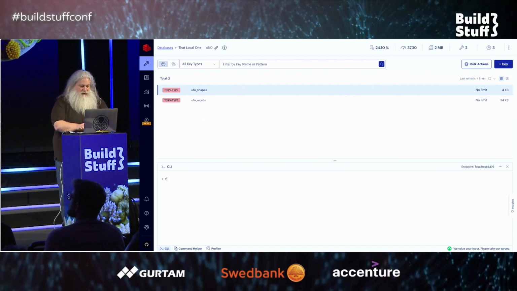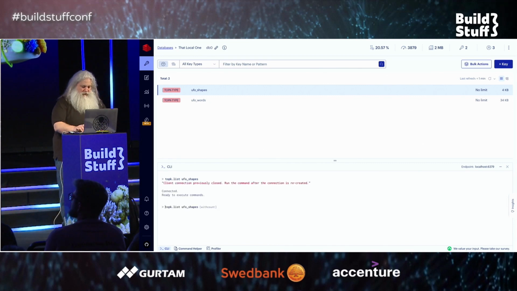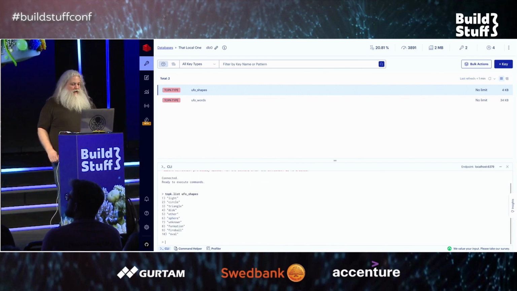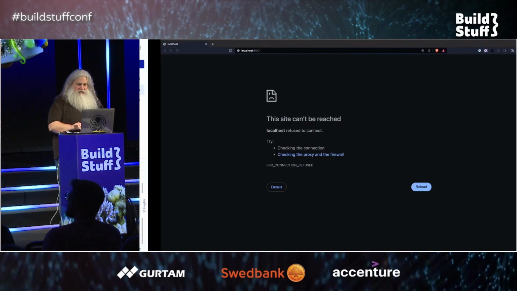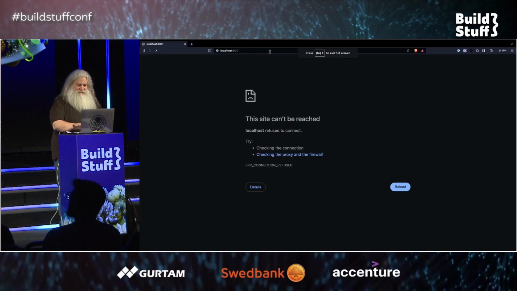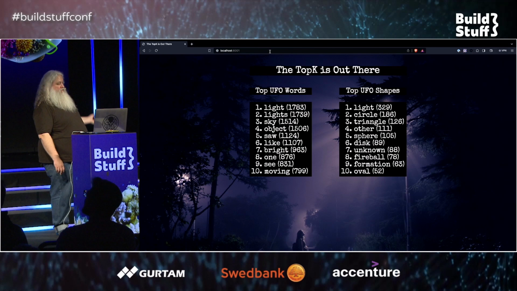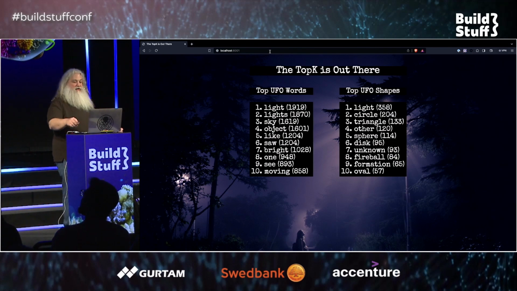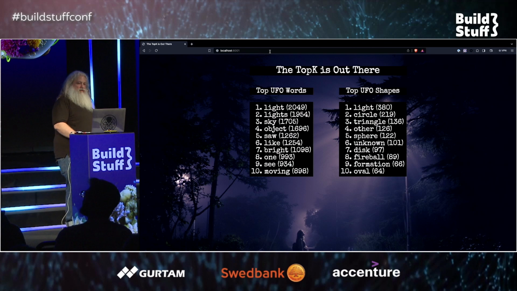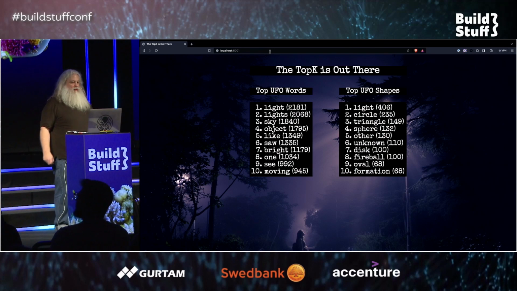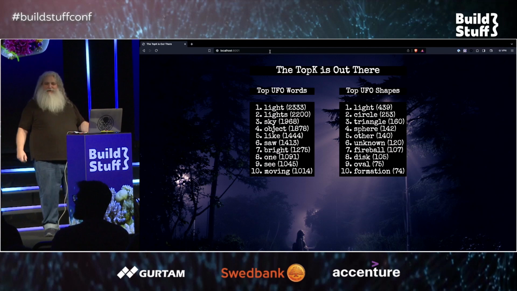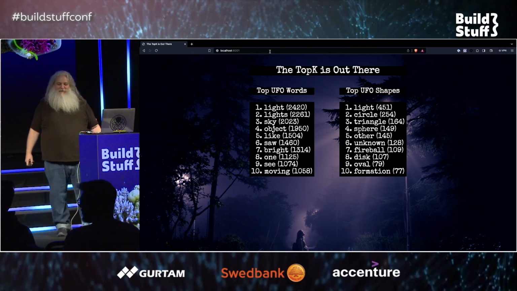I can do a TOPK.LIST on the UFO shapes. Now, hang on. There we go. You can see these are the top 10 it's found so far. That's not fun to look at, so I built a website that polls this every second. We can see these are the top 10 most commonly used words in UFO sightings and the top 10 most common UFO shapes. Light is number 1, circle's number 2 here. Light and lights are the most common words, then sky, object. These are kind of the words you would expect. So that's my silly, useless demo.